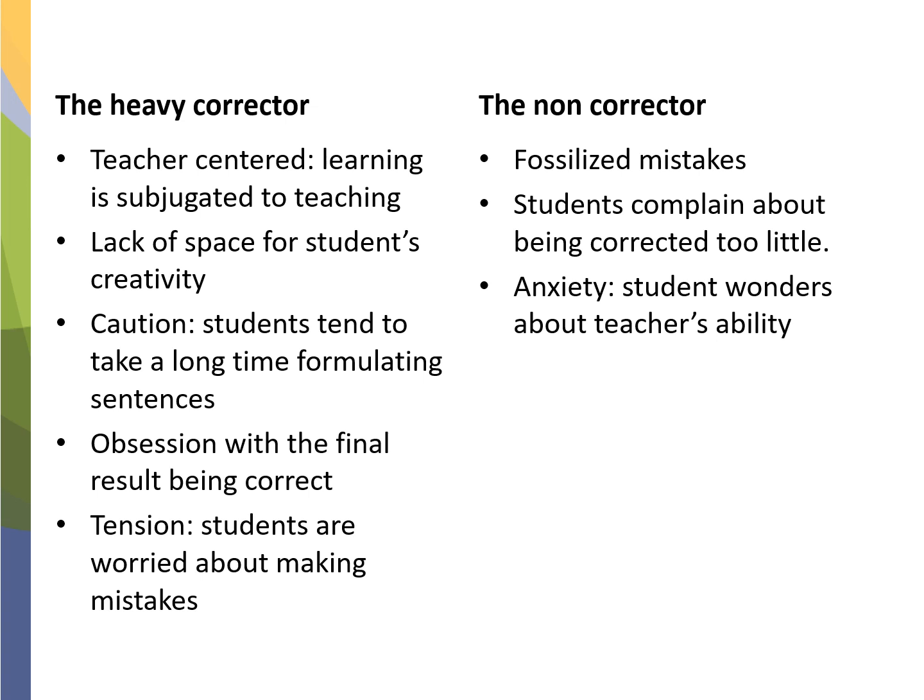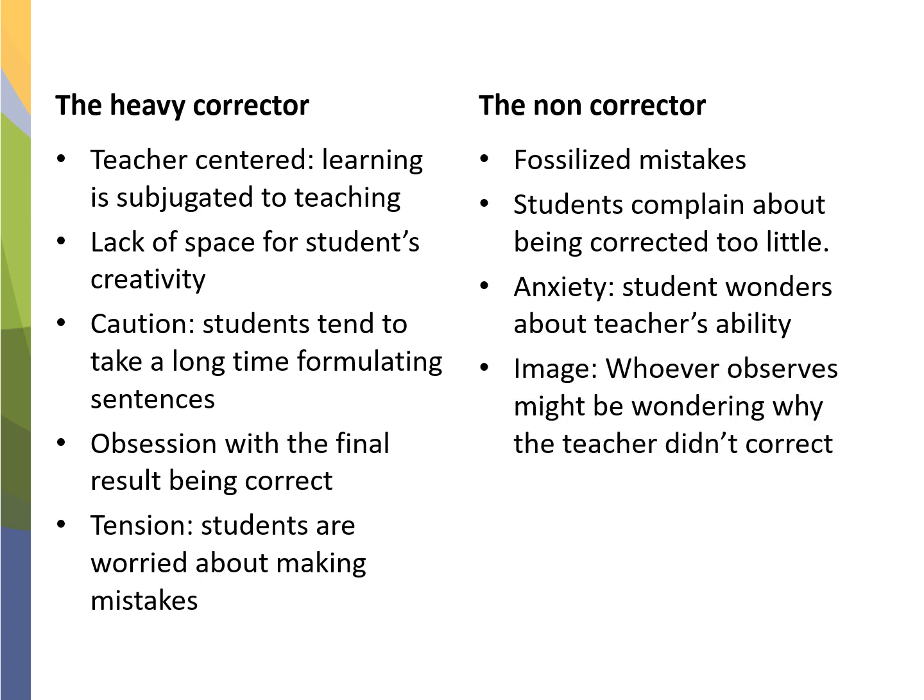Another consequence is that if students never get corrected, they may start to feel anxious. And we saw that kind of with the heavy corrector as well. But students may start to worry about the teacher's ability. They may think, am I not making any mistakes? Does the teacher know the rule? Is something not happening that should happen? So the student may start to feel anxious.